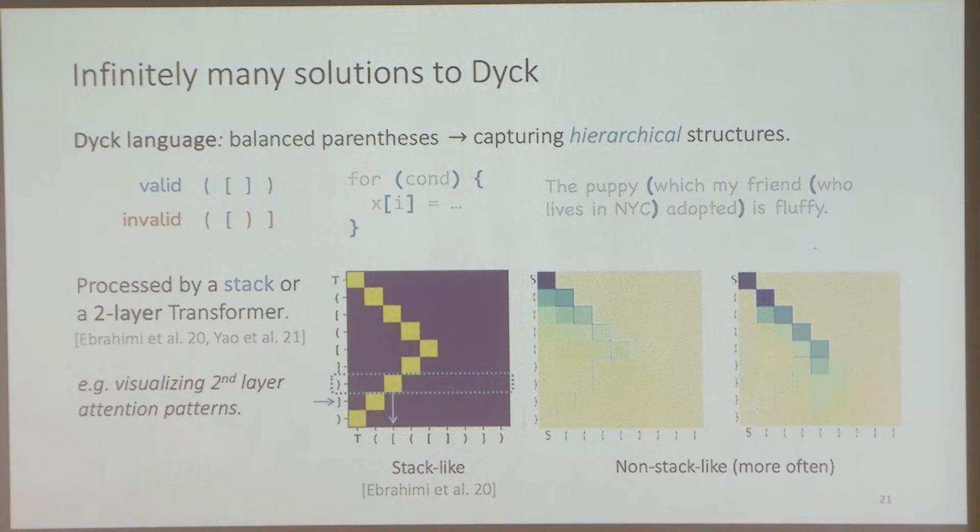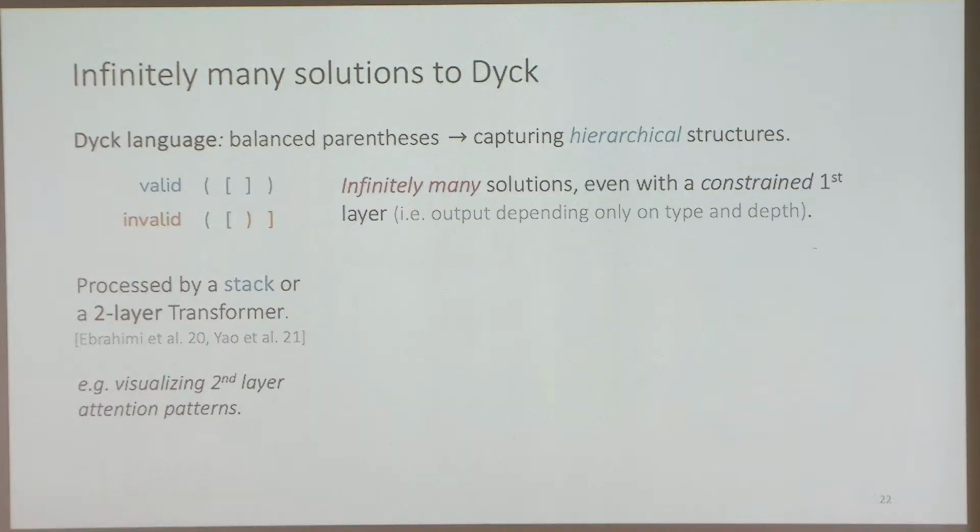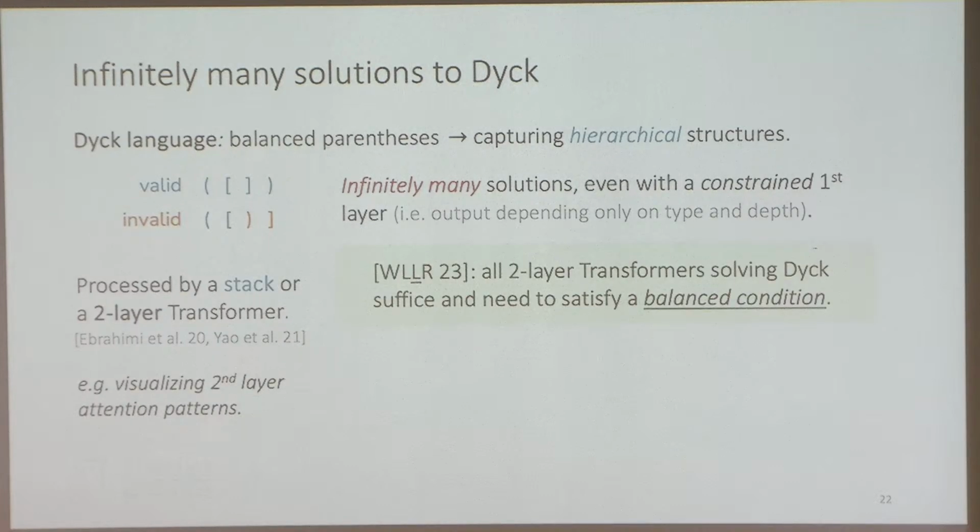And there's probably a reason for it, and that is there exist infinitely many solutions that can solve Dyck. And this is true even when we're using a two-layer transformer and we're constraining the output of a first-layer transformer. In our paper, we characterize some condition which we call a balance condition that is both sufficient and also necessary for this kind of two-layer transformer to solve Dyck. I'm not going to formally define this, but we can think of this as a transformer's implementation of the pumping lemma for regular languages. So the idea is that you can always repeat some part in the sequence, and then the repeated sequence is still in the language.